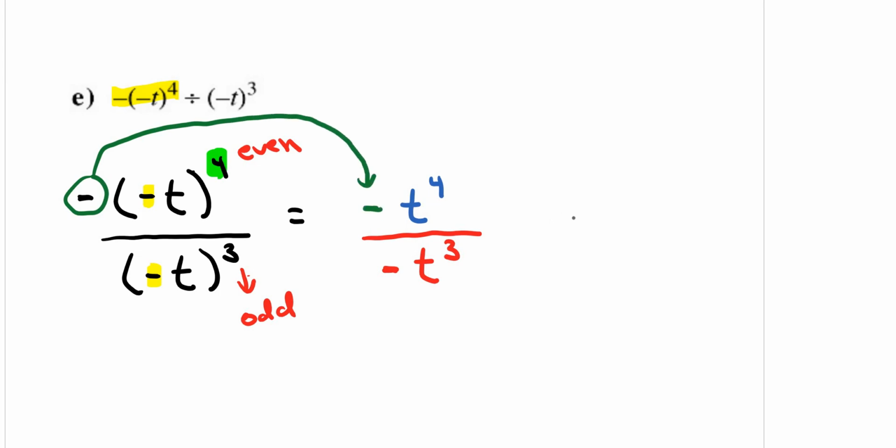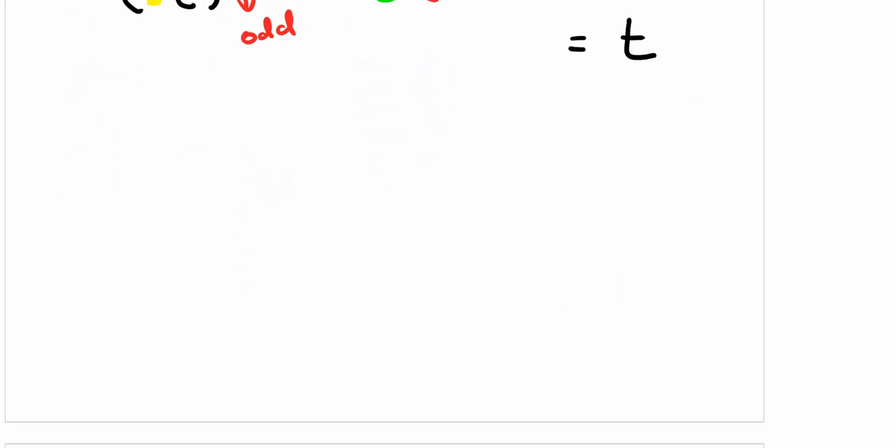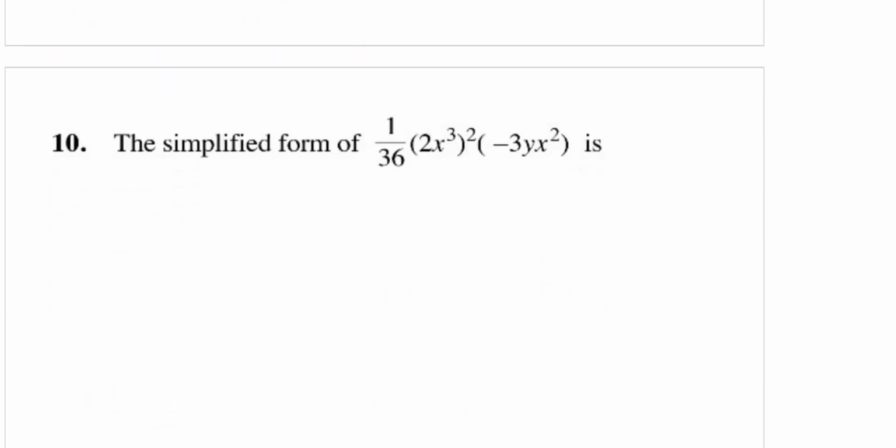Okay, all right, now you can see that there's two negative signs. So a negative expression divided by a negative expression is going to be positive t, and then we have a 4 and a 3. So 4 minus 3 is going to be 1. So my final answer here is just positive t. All right, good. So that's 9E. Okay, let's move on to question number 10 here.